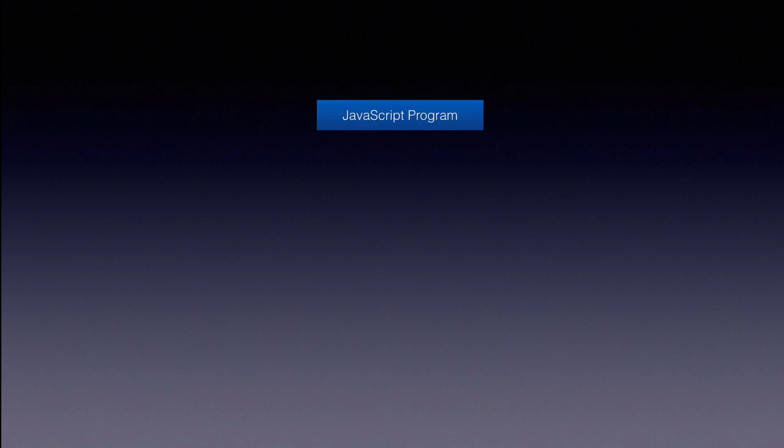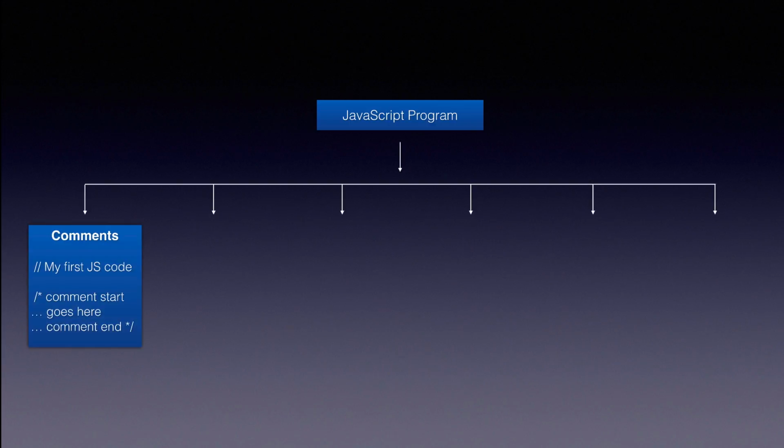Finally, any JavaScript program comprises comments. There are two kinds of comments, single line comment and multi-line comment. When you add comments in a single line, it is called a single line comment. This is added using a double slash. When you add comments in multiple lines, it is referred to as a multi-line comment. This can be added using slash asterisk and asterisk slash.